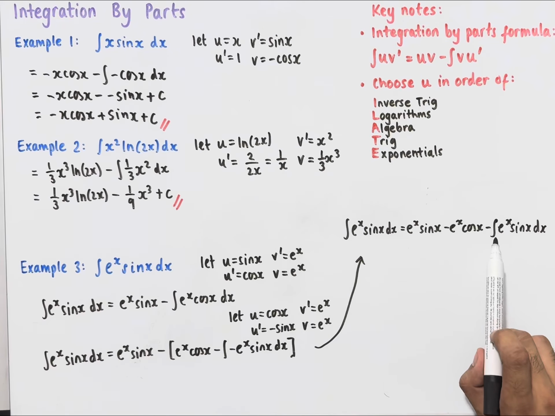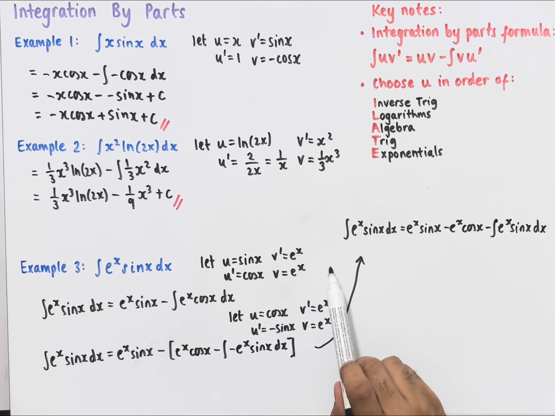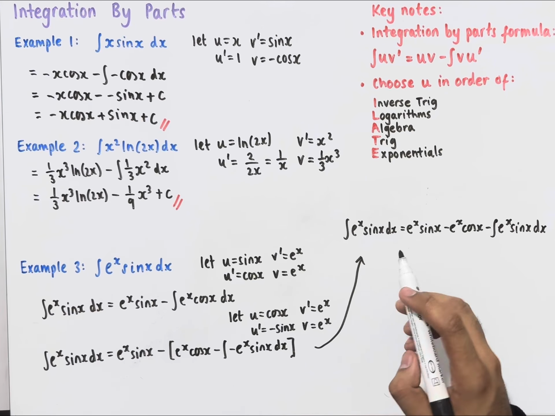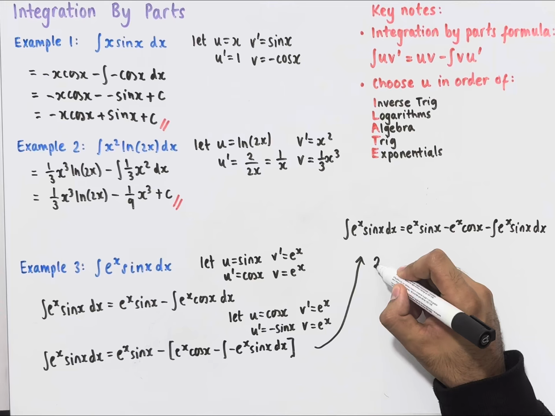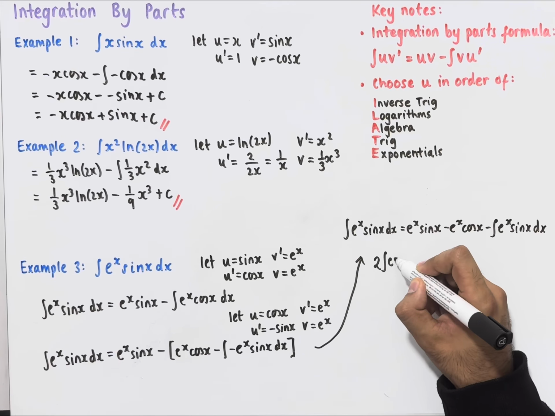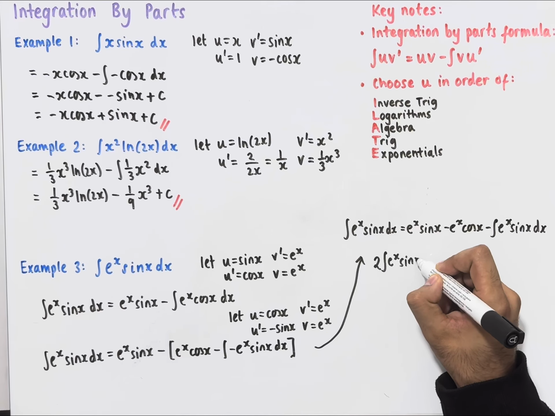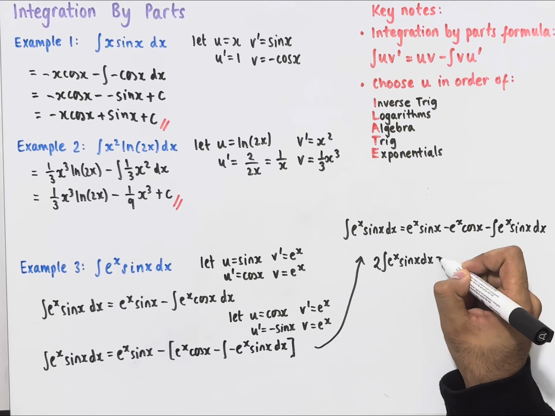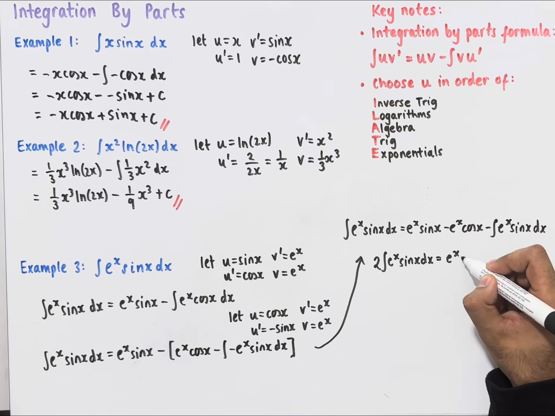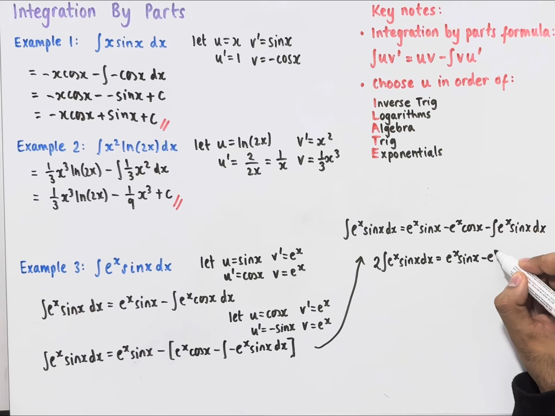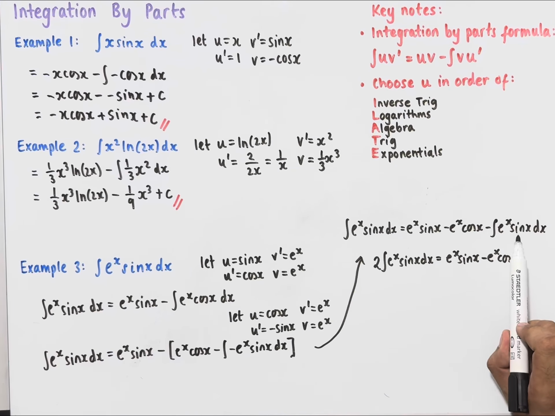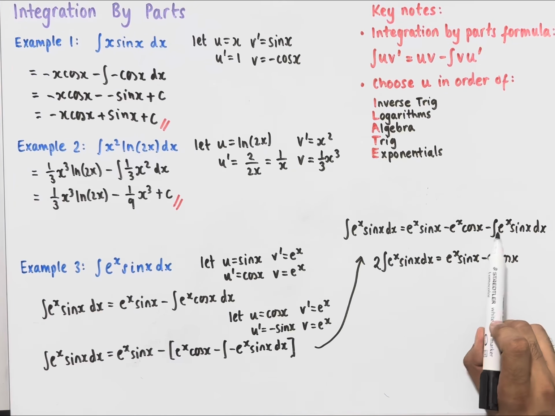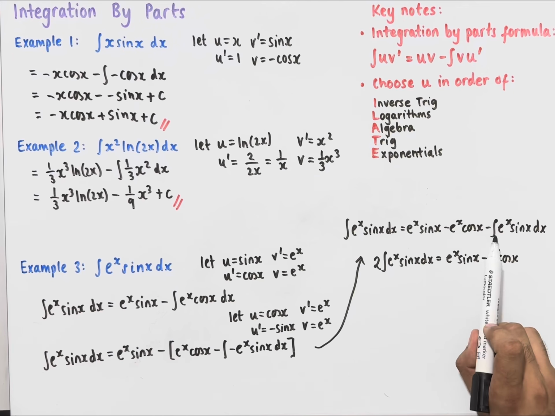And now we can add the integral of e to the x sine x to both sides. If we do that on the left hand side, we're now going to get 2 lots of the integral of e to the x sine x with respect to x equals, so we get e to the x sine x minus e to the x cos x. And when we add the integral of e to the x sine x with respect to x on the right hand side, it will cancel with this negative term.